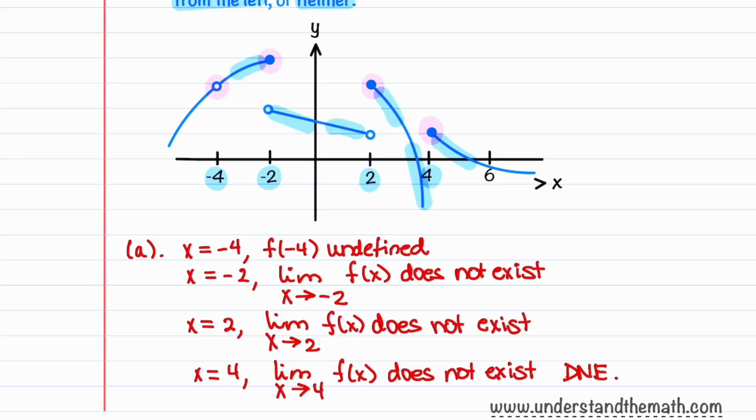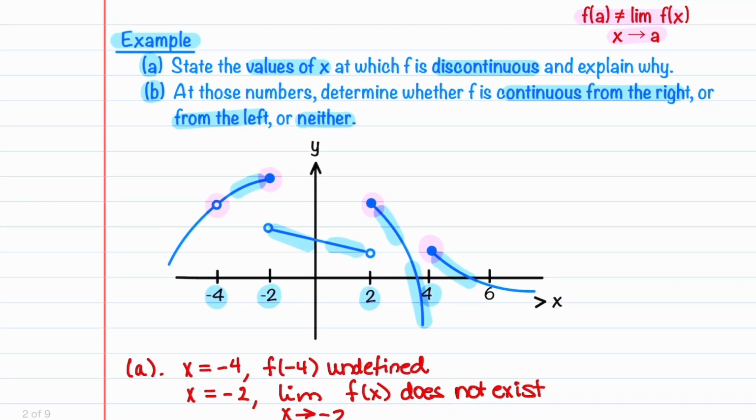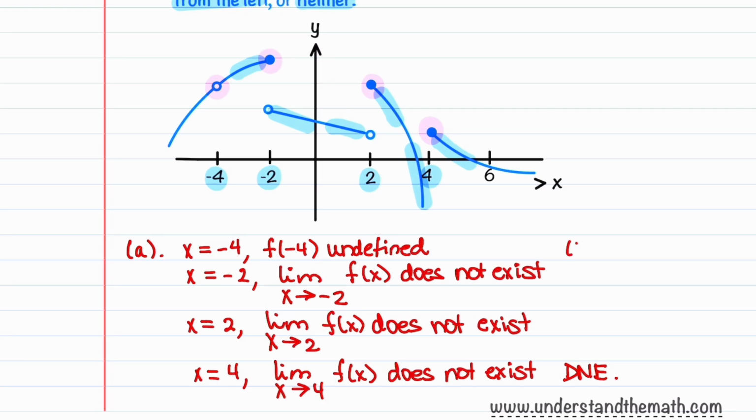Let's now go to Part B. We'll pull this up so we can see. For Part B, we wanted to know at these numbers, that's minus 4, minus 2, 2, and 4, if f is continuous from the right or from the left or neither. We'll see if we can squish B in right here. So at x is equal to negative 4, we need to look at our function. Because there is an open circle at that point and no closed circle, our function is not continuous from the left or from the right. So we're going to write down neither.